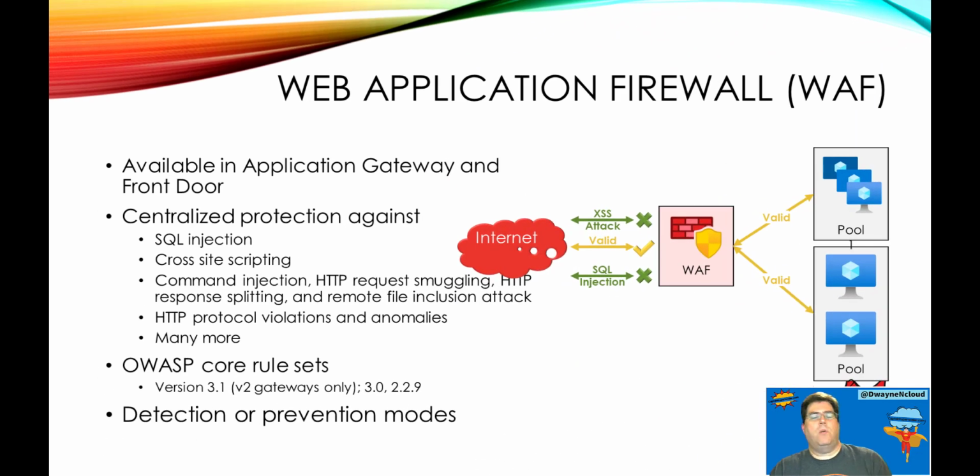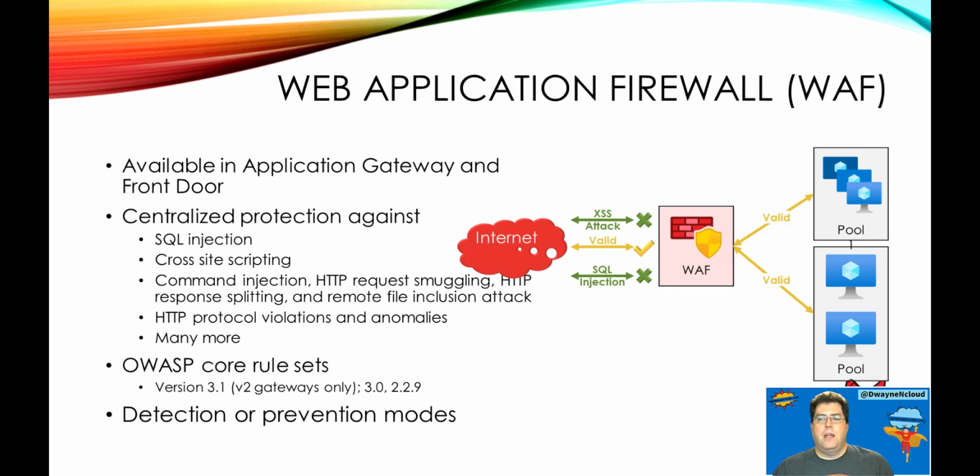The web application firewall is an add-on feature of the application gateway that allows you to provide centralized protection. As you can see, it's available both with the application gateway as well as Azure Front Door, which we talked about in the previous video. Azure Front Door works very similar to Application Gateway and Traffic Manager in how it is routing traffic.